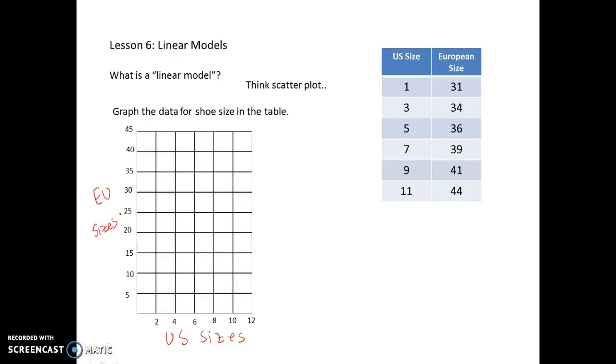So we're going to graph our points. Those are our points. So 1, 31, 3, 34, and you can see how they are just on the line there, on the graph there. The next thing I'm going to do is draw a trend line. This will tell me really if it's a linear model. The trend lines that we draw are just generally what it looks like the data is doing. So there's my trend line. It goes right through pretty much all the points.